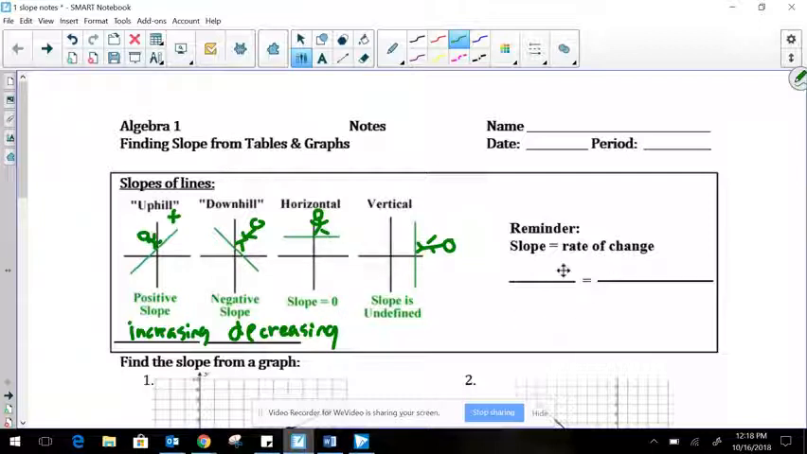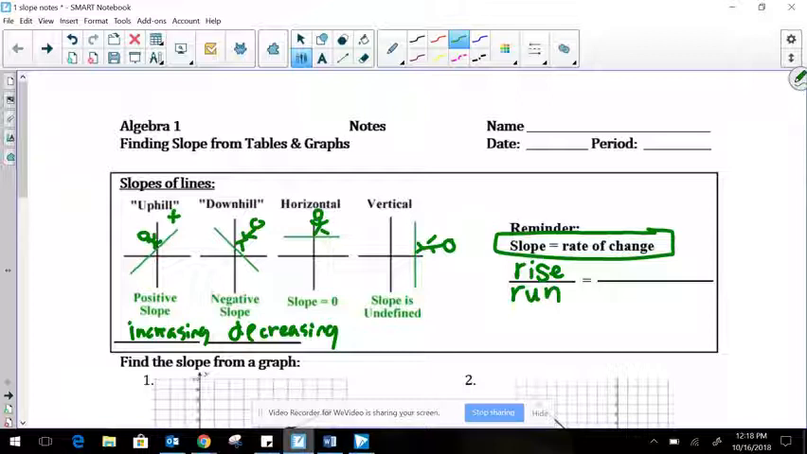Okay, then on the right here, we have slope is equal to the rate of change. Those are synonyms. Those are the same thing. So if I asked you to find the rate of change, that's the same thing as finding the slope. We talk about slope as rise over run. That's probably bringing back some memories from last year in your math classes.